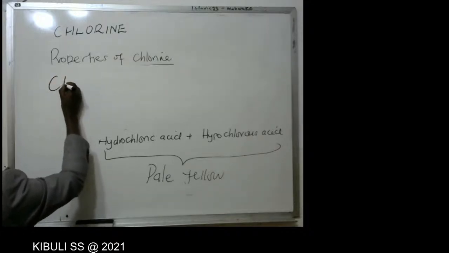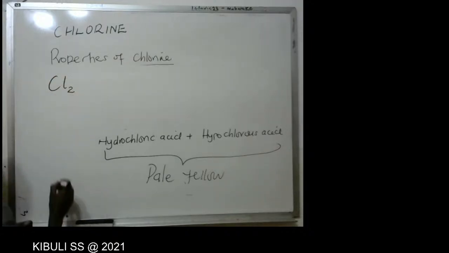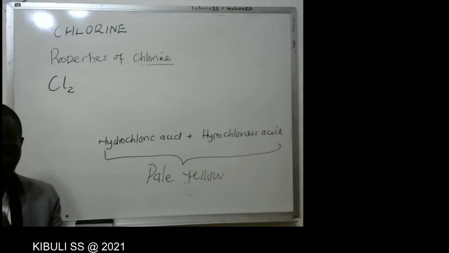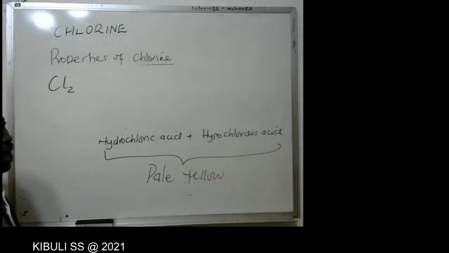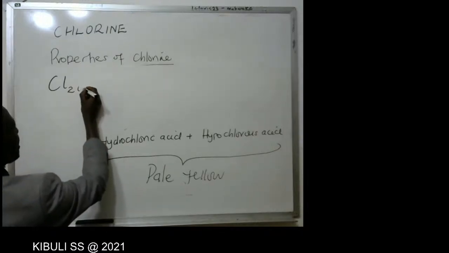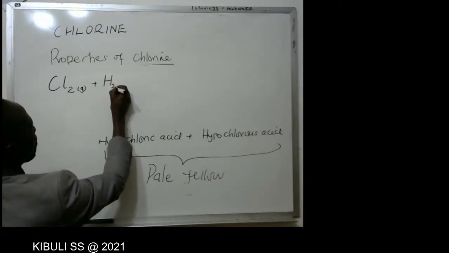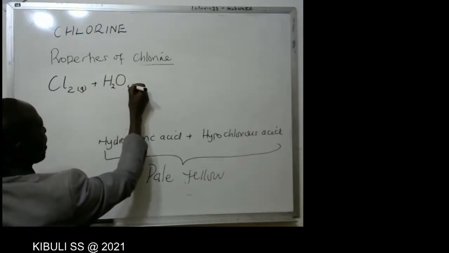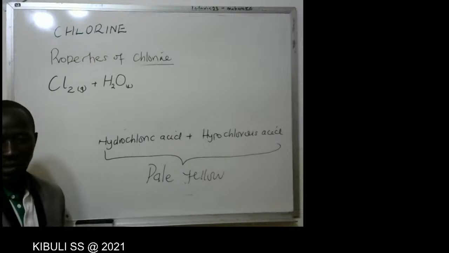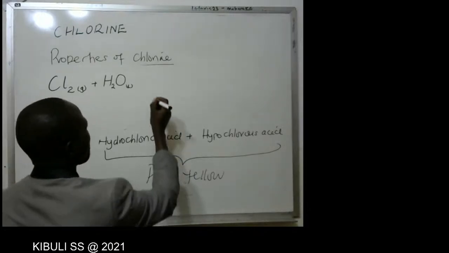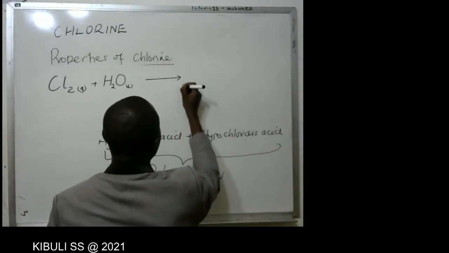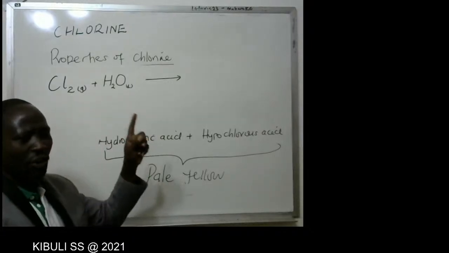Here we are. Chlorine is a gas. Let us not connect one another. Capital C, small l. Physical state, it is a gas. You bubble it, pass it through water, and the water at room temperature is a liquid. On this reaction taking place, we are obtaining hydrochloric acid.